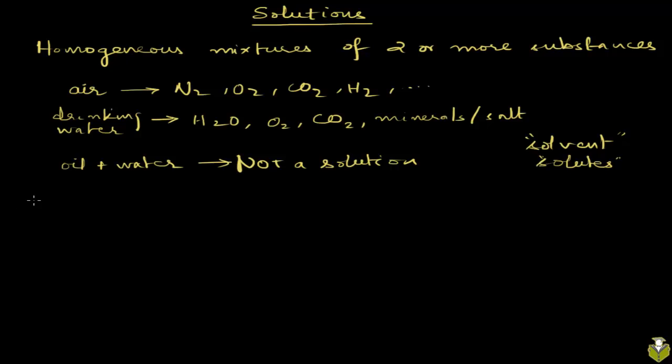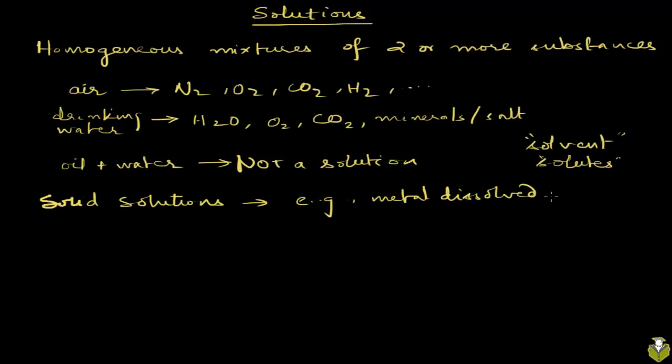Solid solutions are solutions that have a solid as the solvent. One example for solid solutions is metal dissolved in a metal. If you take gold, for example, gold is a really soft metal, a little too soft for its own good, a little too malleable and ductile, so it's not often used as pure gold. What people do is they generally add copper or nickel or silver to gold in really small amounts to make it stiffer, harder, and stronger, and that's how most gold jewelry is made.